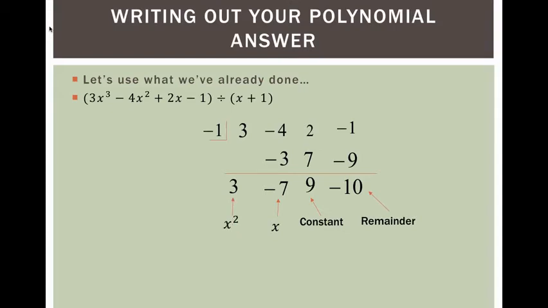So the 3 and the -7 will be coefficients. The 9 will be my constant. And then I write my remainder over my original divisor of x plus 1. So that will look like 3x squared minus 7x plus 9 minus, since it was a -10, minus 10 over x plus 1, where again that x plus 1 is coming from my original divisor.